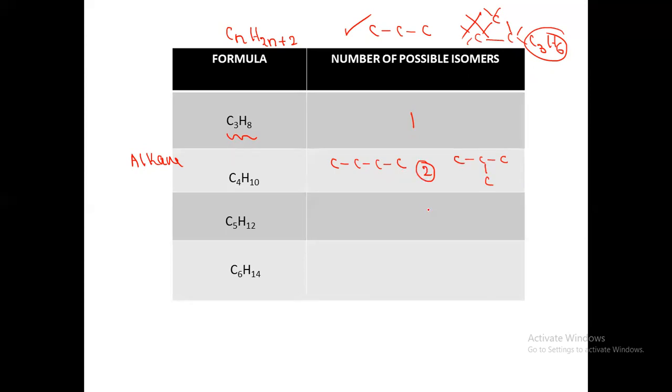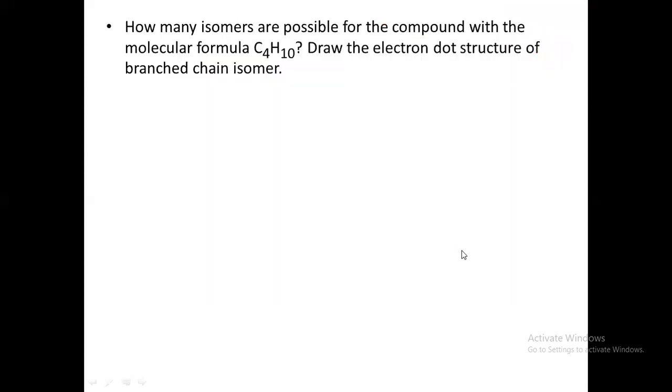C3H8 has 1 isomer, C4H10 has 2 isomers, meaning 2 structures are possible with the same formula. Now C5H12: remember there are 3 possibilities. We'll draw them after some time. With C6H14, you have 5 possibilities. So just remember C3H8 1, C4H10 2, C5H12 3, and C6H14 5. Okay, so this is one type of question.